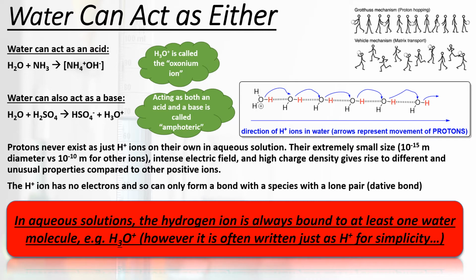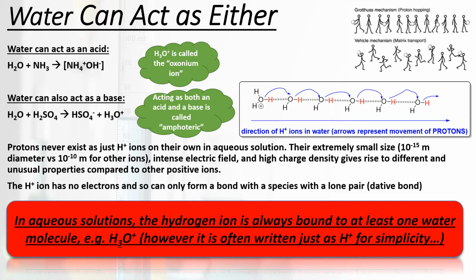But the H+ ion has no electrons, and so the only way that we can form a bond to it is from a species that has a lone pair. We're going to form a dative or a coordinate covalent bond. So to form the H3O+ ion, we have our H2O molecule, our water molecule with two lone pairs. One of those lone pairs is used in a dative coordinate bond, donating both the electrons to the H+ ion.